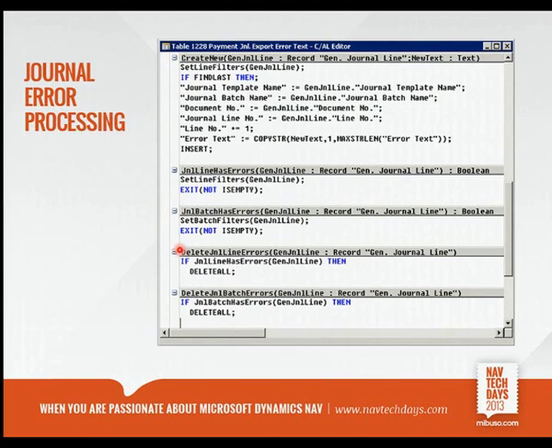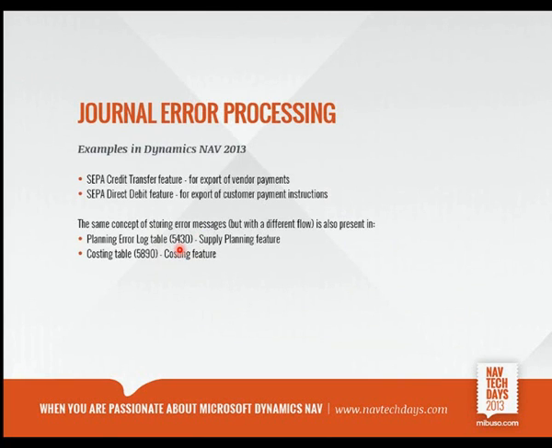A few examples of journal error processing which are implemented in NAV, and this is where you can go check and see how it works. There are the SEPA credit transfer and the direct debit features, but the same concepts with a different implementation you will find in the supply planning feature, in the error log table, and in the costing feature in the costing table. So that was it for pattern number 1, and it's a short water break for me.